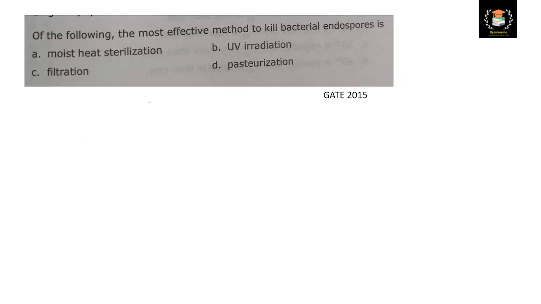One more question. Of the following, which is the most effective method to kill bacterial endospores? It is moist heat sterilization, autoclaving. It is the most effective and generally used in research labs for killing the organisms, vegetative cells as well as endospores. This question has come in GATE 2015.